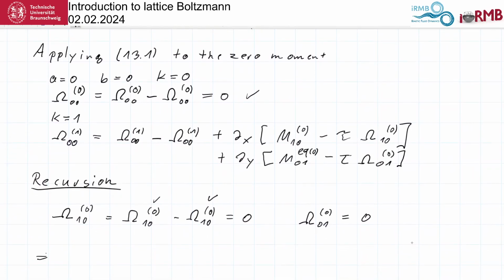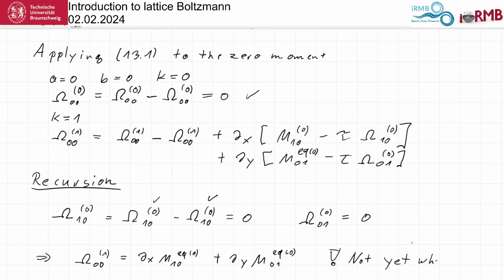So this leads to the partial differential equation. Omega 0, 0 to first order is equal to dx m 10 equilibrium to zero order plus dy m01 equilibrium to zero order. And well, this looks a little bit like a differential equation, but it's not the one that we want, because we want something with time in it. Yeah. So this is not yet what we want.